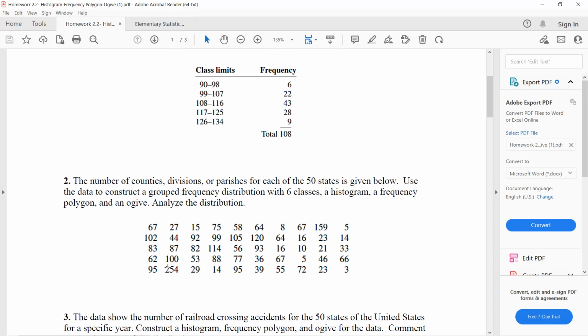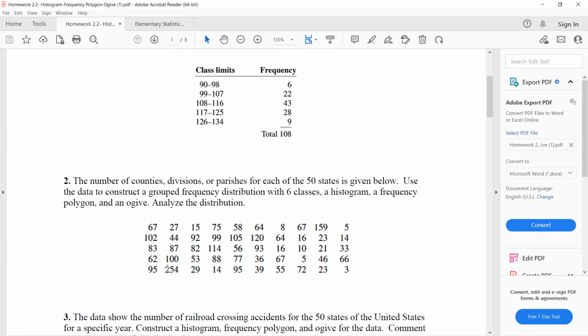16, 10, 5, 72, 159, 23, 21, 46, 23, 5, 14, 33, 66, and 3.